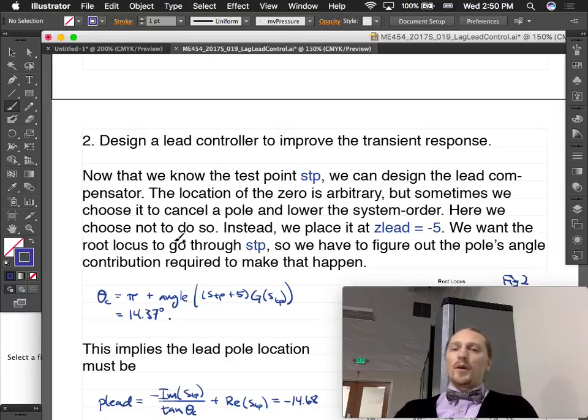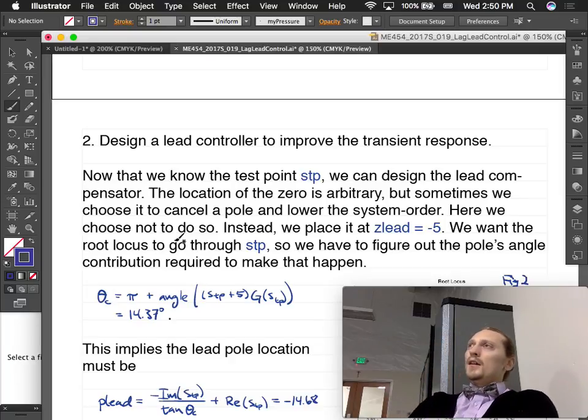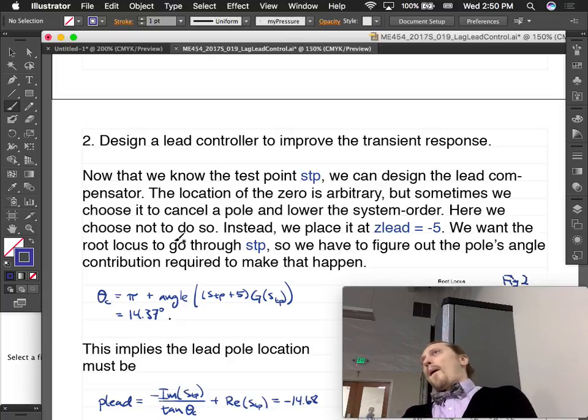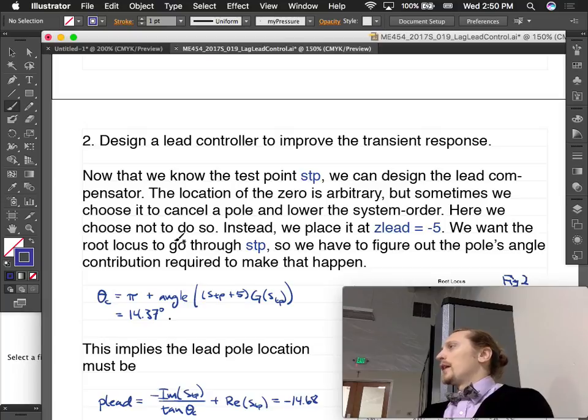Part of what goes into choosing it is that where you choose that zero to be affects how you are going to instantiate the controller. So you might end up having to adjust where you choose that zero to be based on selecting capacitors and resistors and stuff. But it has no effect mathematically. So it's arbitrary where you place it. You can place it anywhere.